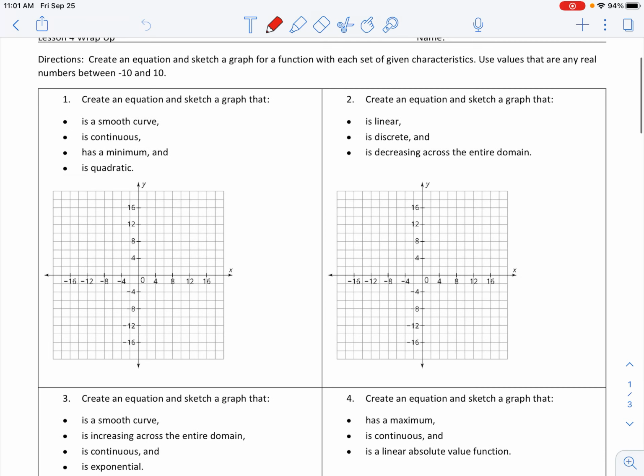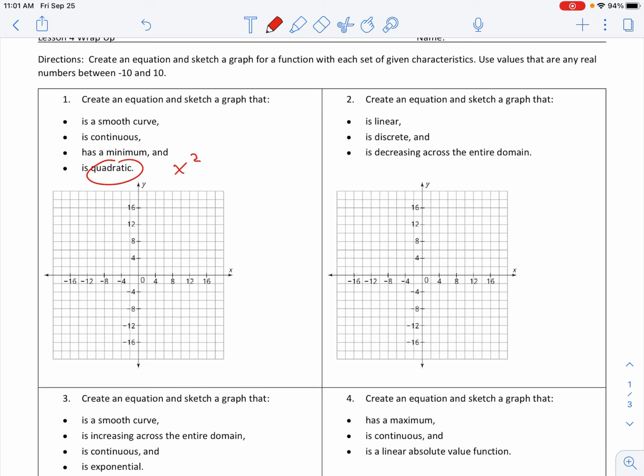Okay, let's go through this here. Create an equation and sketch a graph for a function with the following characteristics, okay? So we want something that's a smooth curve, it's continuous, has a minimum, and is quadratic. All right, so the keyword I saw was quadratic. Quadratic should mean x squared.